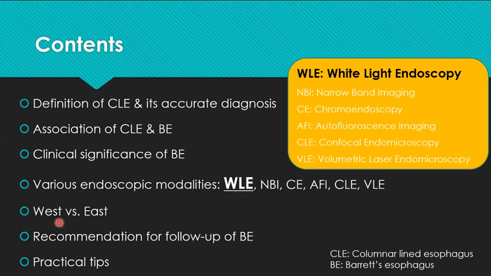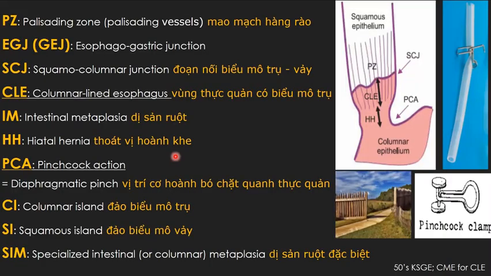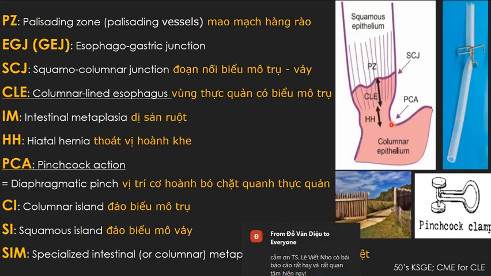So this is the most complicated slide. I have a lot of anatomical terminologies. You don't need to remember all, but I hope some of you may understand CLE and PCA. So CLE and PCA, we need to start from PCA. PCA is a pinch-cock action. The pinch-cock action is something holding the esophagus and stomach. So this one is the diaphragm holding that area.